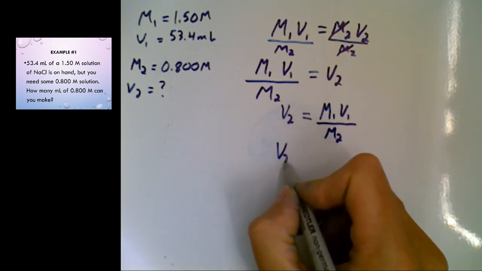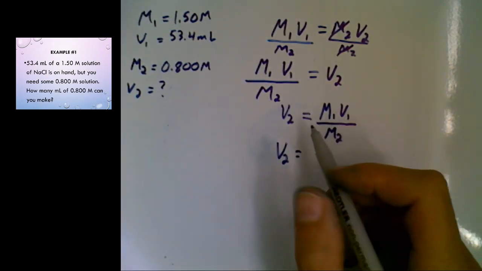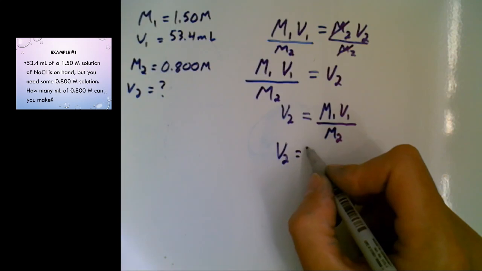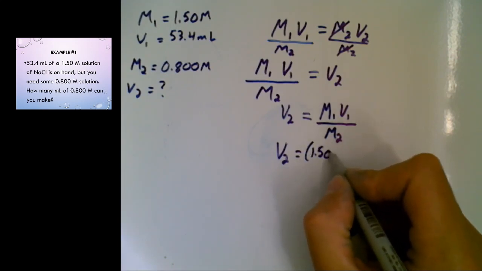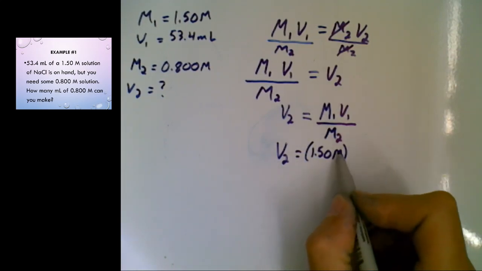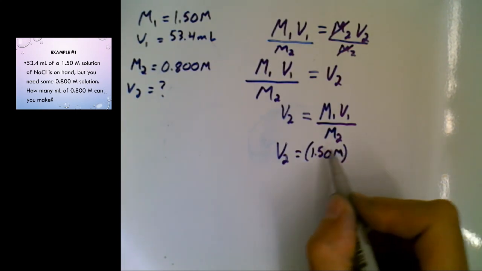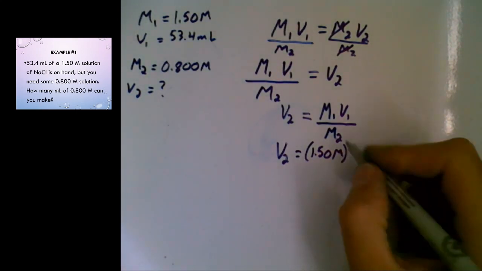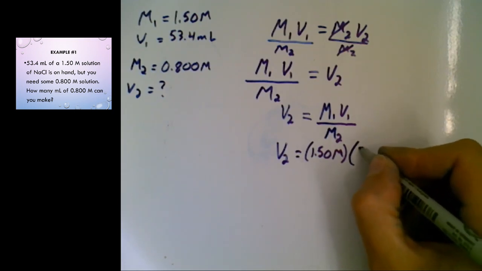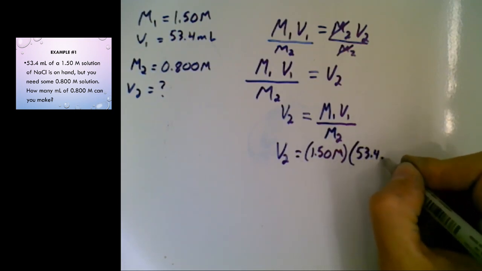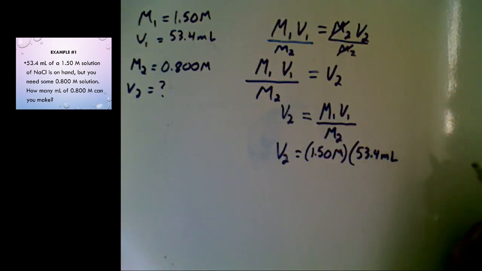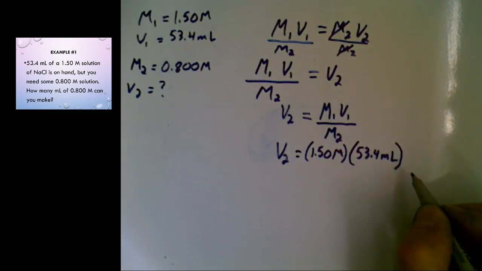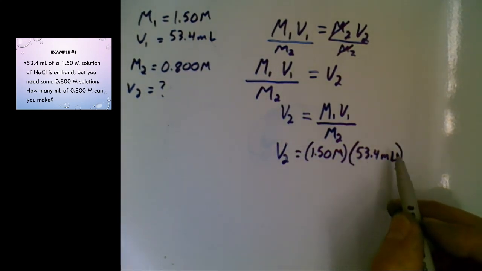So now that we've rearranged our equation, let's plug all our numbers in. So M1 is 1.50 molarity. And I do find it helpful to actually write your units in case you make a mistake. You can find your mistake more easily. V1 is 53.4 milliliters. Now, with this equation, it actually doesn't matter what units you use.